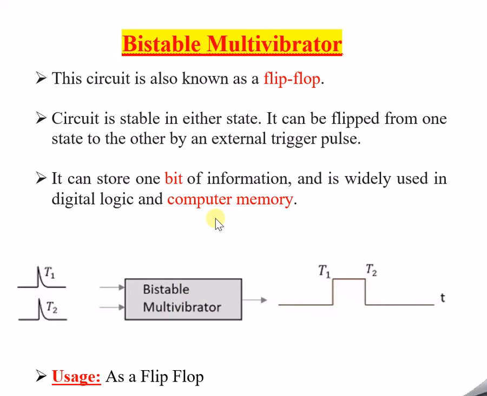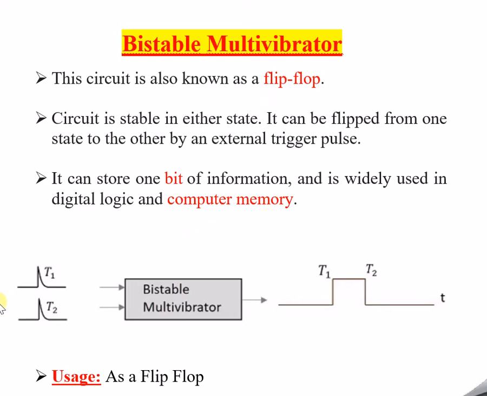Why computer memory, the question arises? Because it stores one bit of information, and as you already know, in a computer the memory is stored in the form of ones and zeros, basically binary information. So who can store 0 and 1? The flip-flop is the best example. Because of this, it is used in computer memory. Hence, with these two points, we can say that finally it acts as a flip-flop. It is basically a flip-flop.